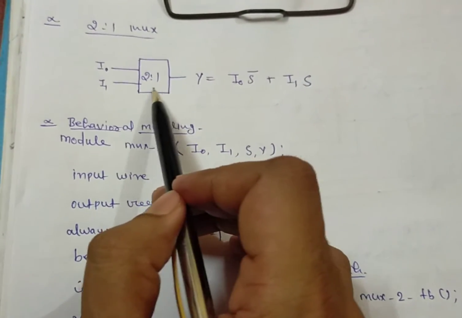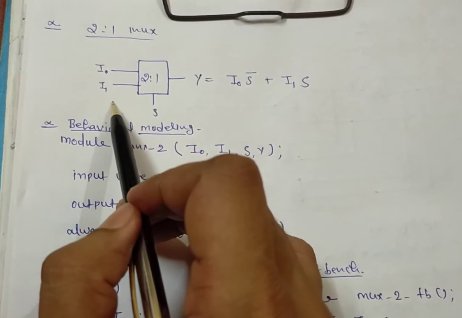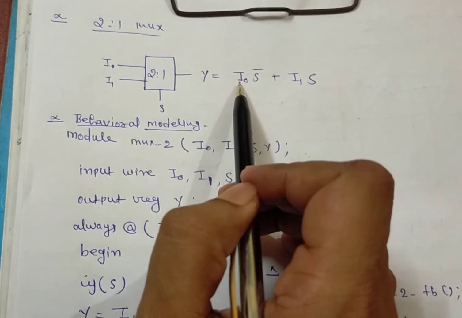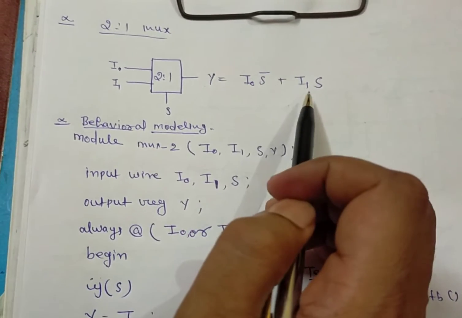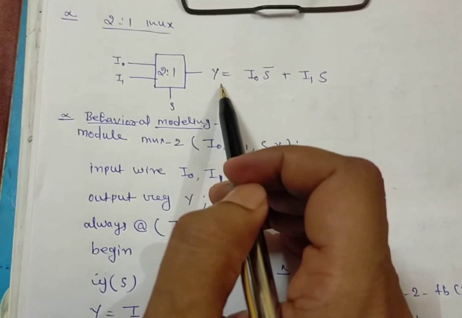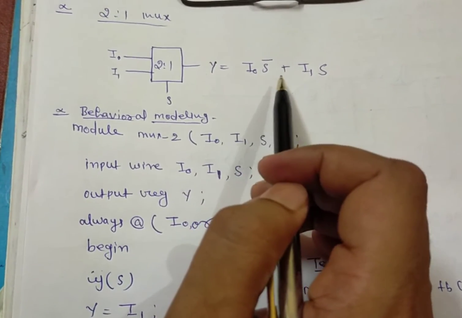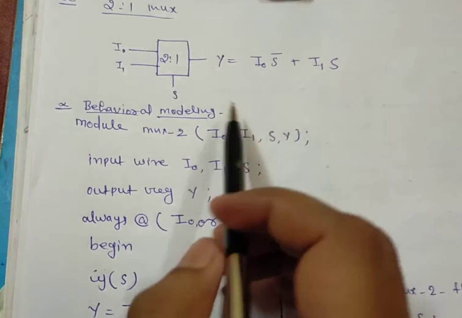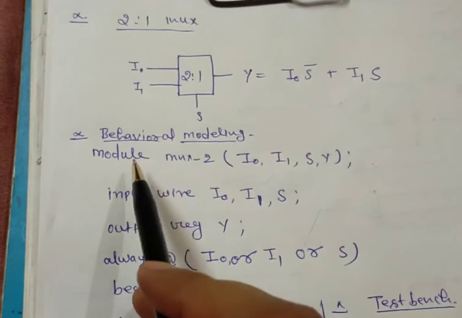In the 2 to 1 mux, there are two inputs I0 and I1 and one select line and an output that is represented by I0 S bar plus I1 S. So when the select line is 0, the output is Y equal to I0, and when the select line is 1, the output is I1. Now comes the behavioral modeling.